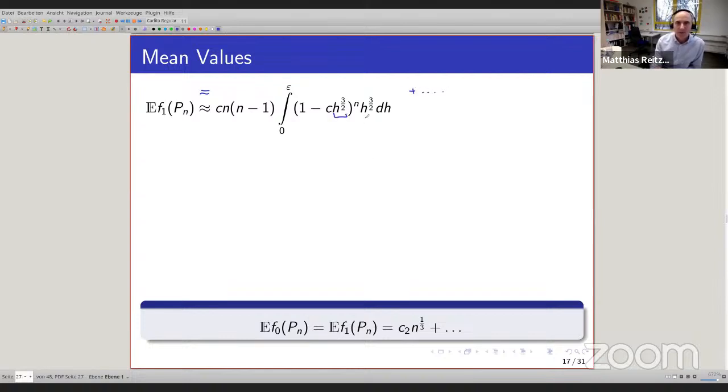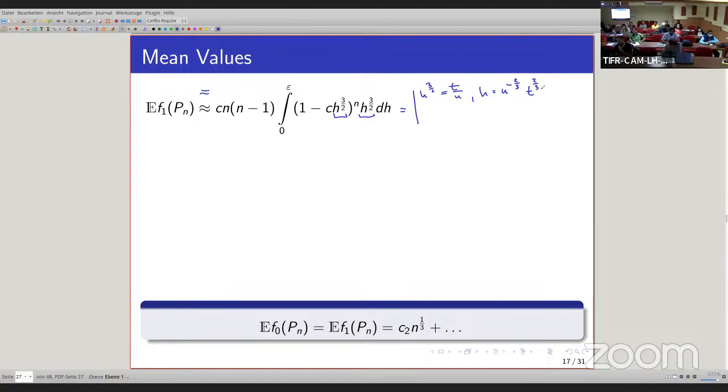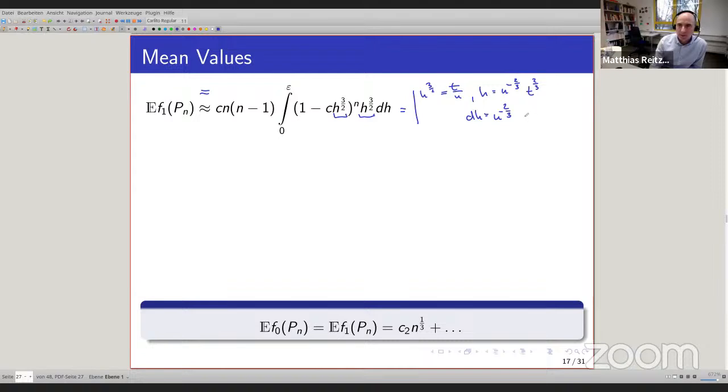And here I have h to the power 3/2. Here I have h to the power 3/2. And now I have to integrate this. And the right thing here is to make a substitution. I put h to the power 3/2 equal to t divided by n. So h is equal to n to the power minus 2/3 t to the 2/3, and dh is equal to n to the power minus 2/3 t to the power minus 1/3 dt.